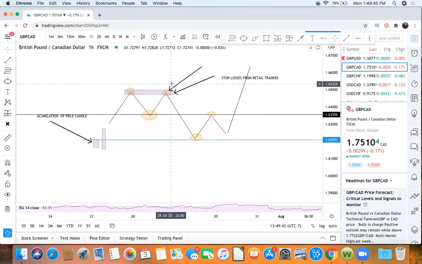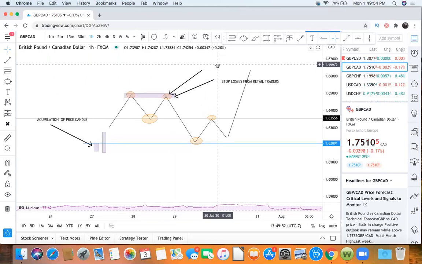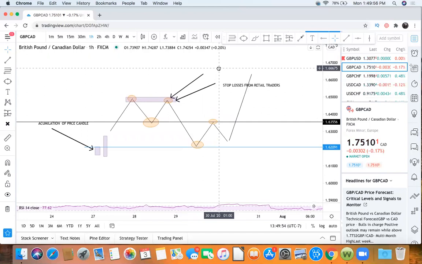So I'm going to go ahead and put this example into a live chart example, so that you guys can see how this is. I'm going to leave that drawing there so we can go back to it after we see the live example. But let's go back to the chart.